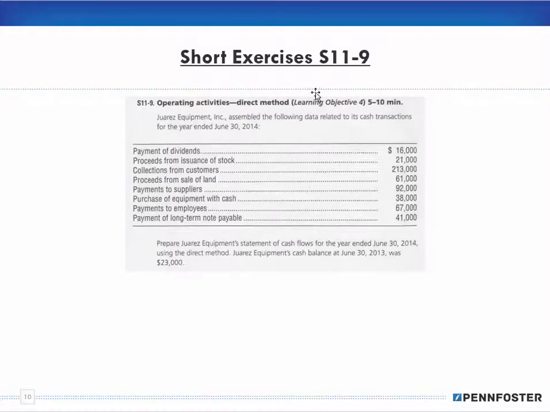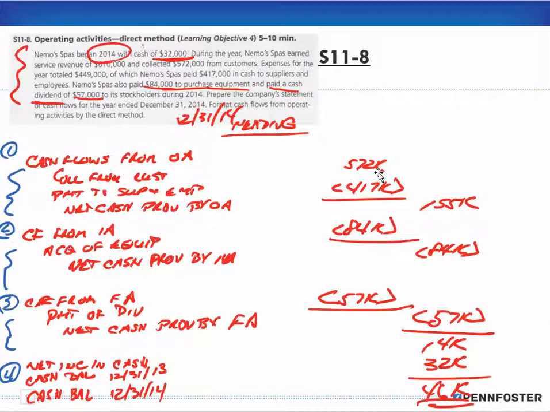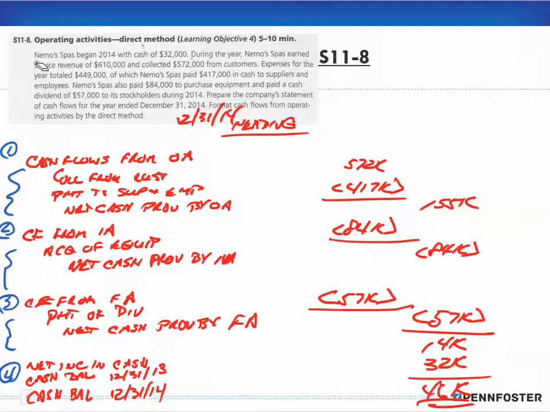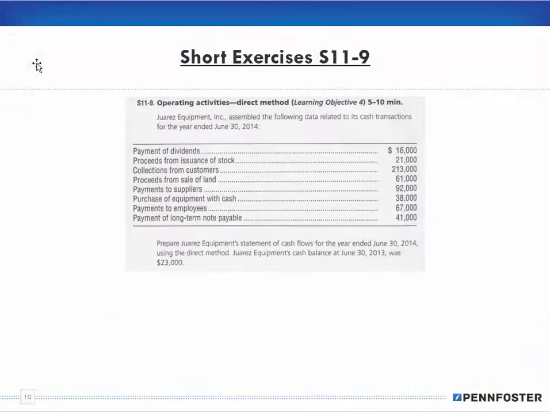Right, so here for exercise 11-9, operating activities, direct method. It says here's the following data related to the cash transactions. Just notice how this information is presented versus the last exercise, where it was presented in a paragraph type of form. Remember what I said in the last video, that depending upon the way the data is given to you, you may have to actually do a calculation in order to understand the effect on the cash position. Here, the information is being given to you in more of a table format, but it's still basically the same information.